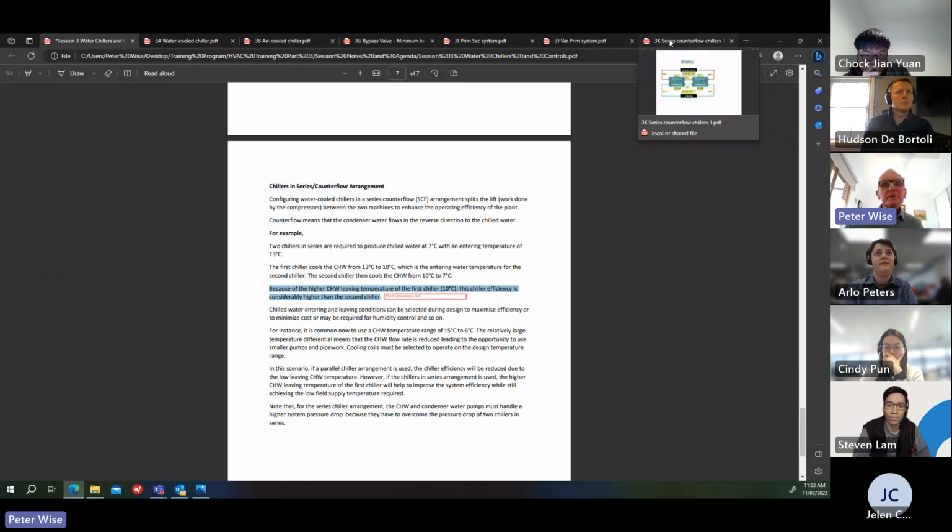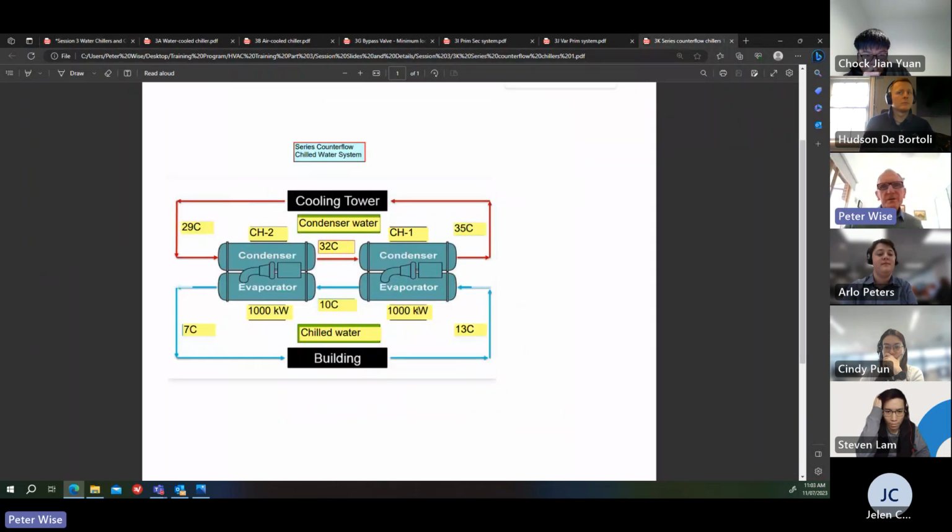I've mentioned this in previous sessions, but it's coming out of the first chiller, in this case, at 10 degrees. And then from the second chiller, it's getting down to 7, which is the design for the field. The higher the leaving water from the evaporator of a chiller, the greater the efficiency of the chiller. So if you've got one chiller that's producing 7 degrees, it's going to consume more energy than if you have two in series, one that's coming down to 10 and one that's coming down to 7, because the efficiency of chiller 1 will be much higher.